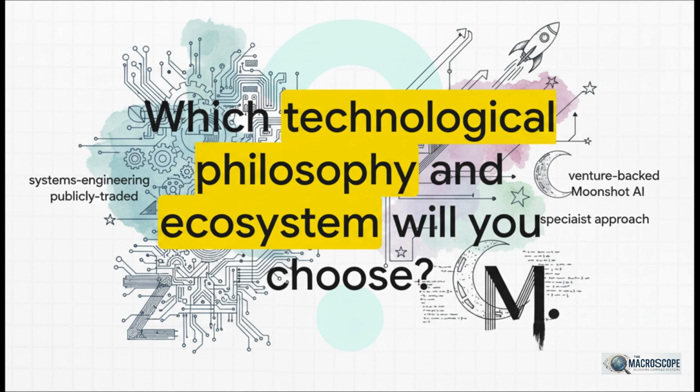It's really a choice between two totally different philosophies. You've got the publicly traded, systems engineering approach of Z.ai versus the nimble, venture-backed, specialist approach of Moonshot AI. You're not just picking a model, you're picking an entire ecosystem and a vision that you want to build your future on. So the real question is, which future will you choose?